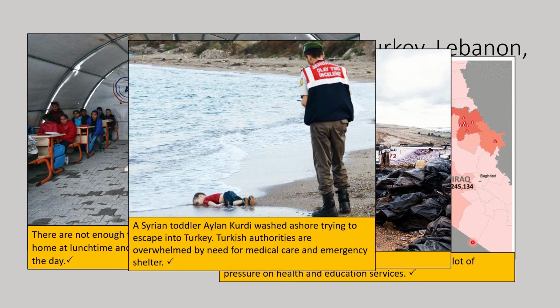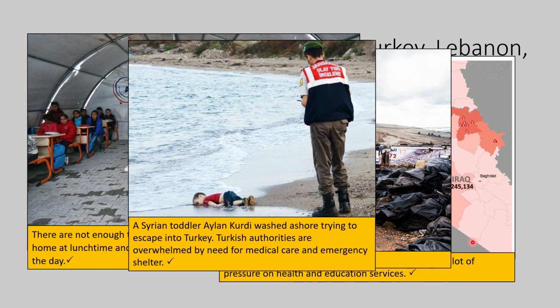This is a famous and very, very saddening picture. This is Aylan Kurdi. That's the name of the little boy who, as a toddler, was washed ashore after trying to escape into Turkey. I use this powerful image to illustrate the fact that neither Syria nor Turkey want this situation, and both are overwhelmed by their circumstances.